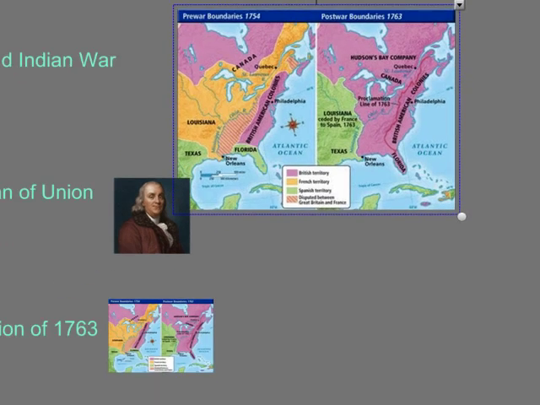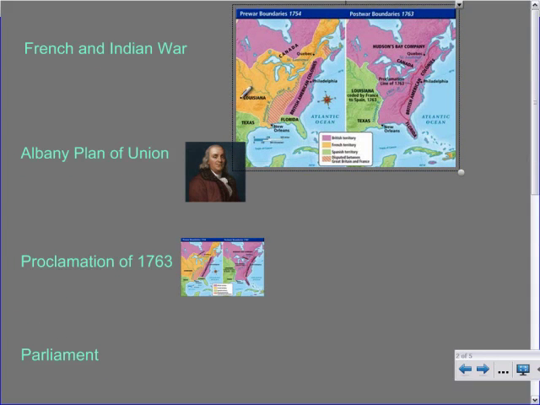So the French are in the yellow territory. The British are in the purple-ish territory. And what causes this war is that British fur traders are moving on to French territory, so there's going to be some conflict. And yeah, so X's mean conflict. The French and Indian War, we're talking about this on page 143.